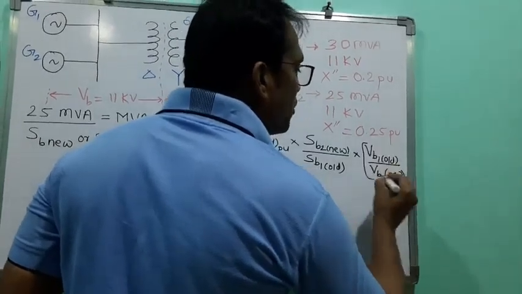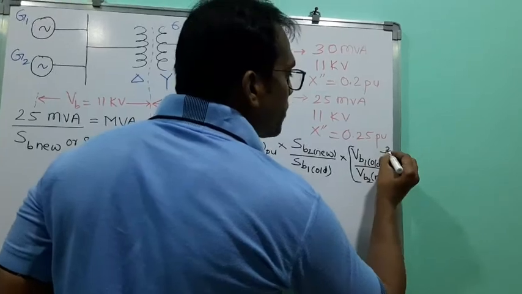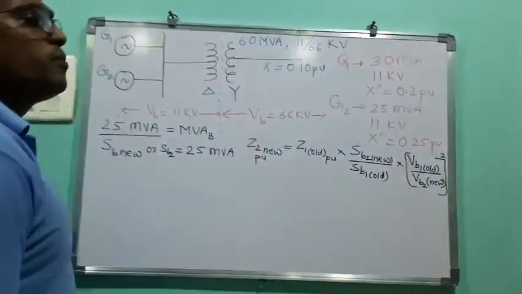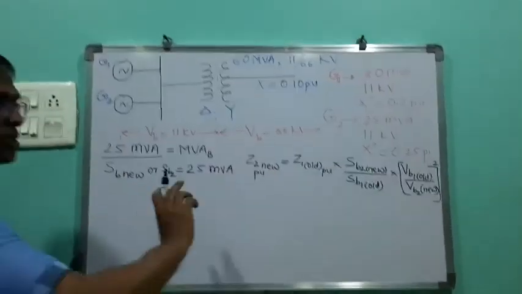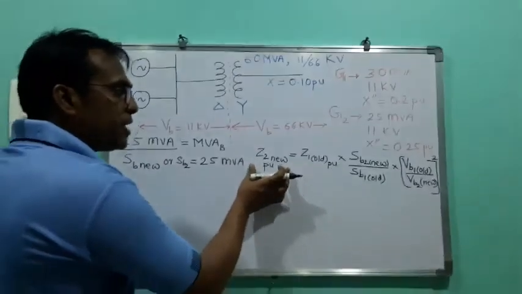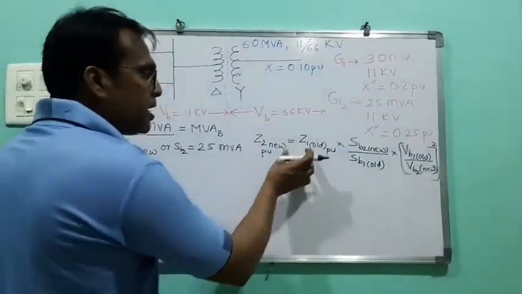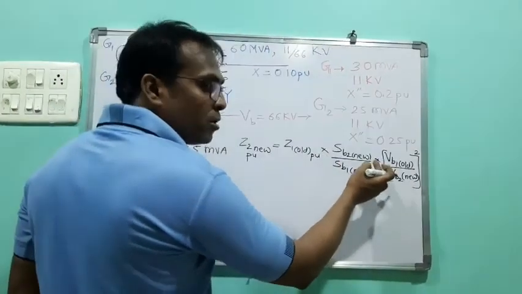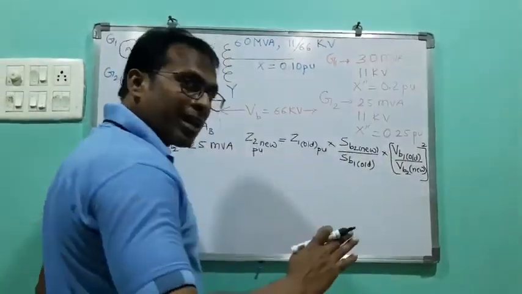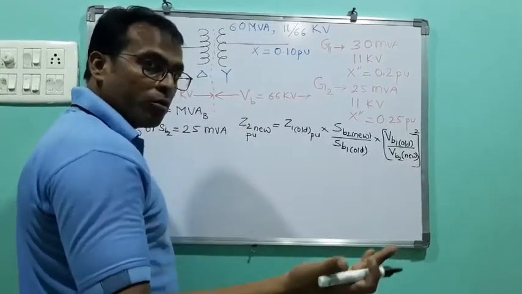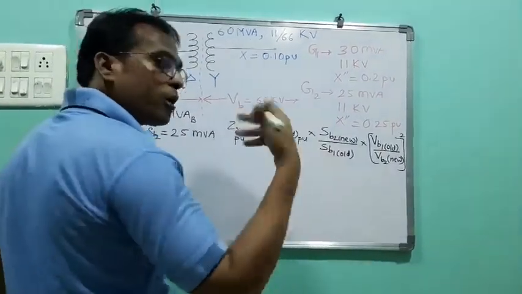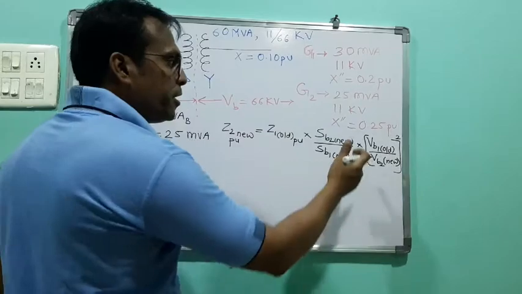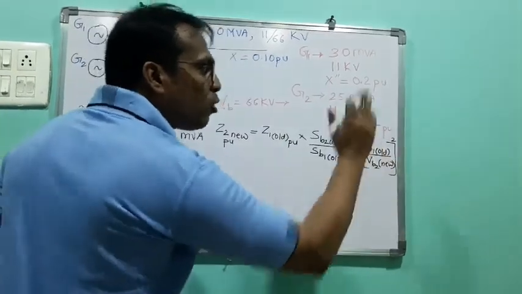Okay, and this will be total whole square. So what is the formula? If you are calculating Z2 new per unit, that is equal to Z1 old per unit into SB2 new over SB1 old into VB1 divided by VB2 whole square.